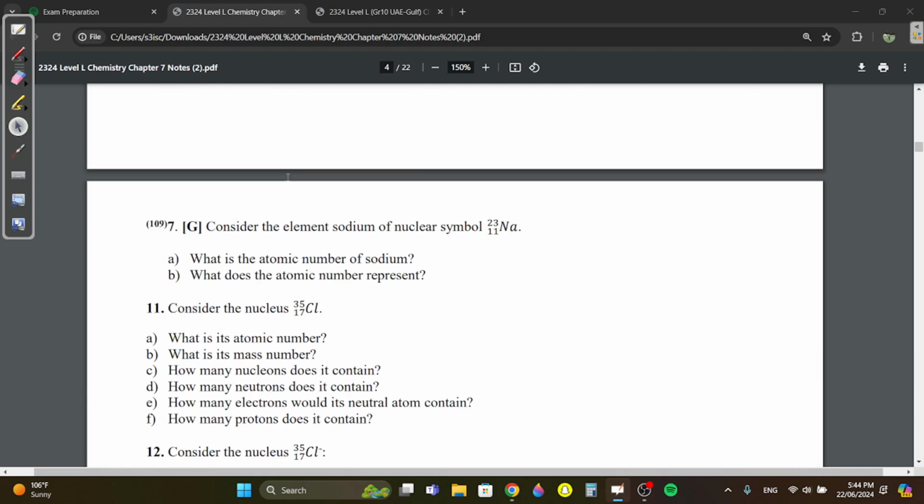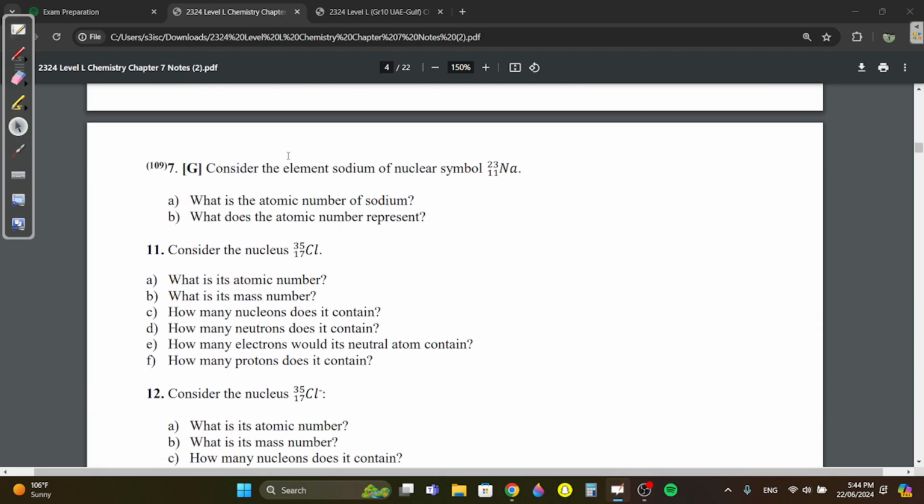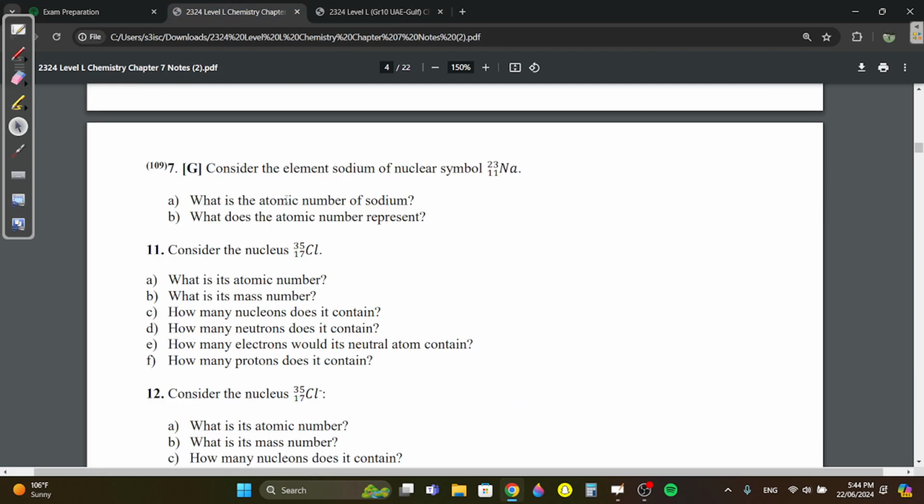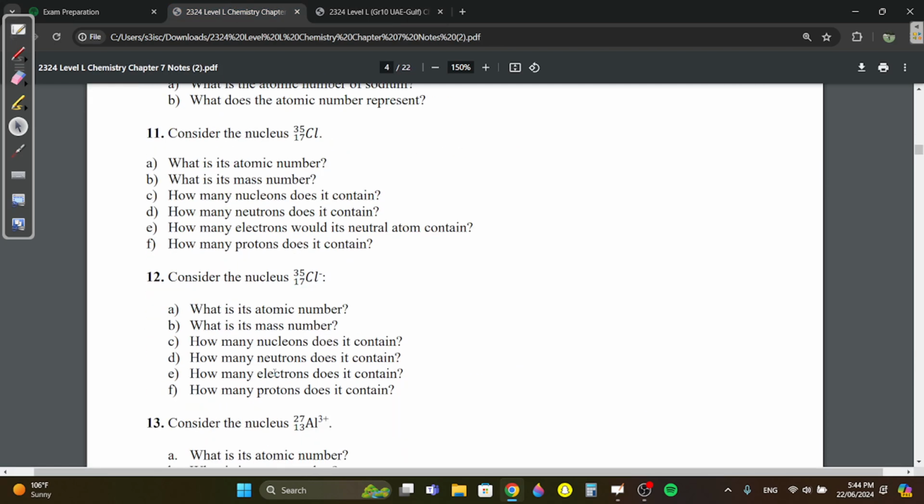Question 7. Consider the element sodium of nuclear symbol. What is the atomic number of sodium? Obviously 11. What does the atomic number represent? I know the atomic number represents the number of protons and the charge of the nucleus, but maybe it's something else. Oh, okay, they just said the number of protons. Because I remember in the quiz, somebody sent me a question. It was a bit different.